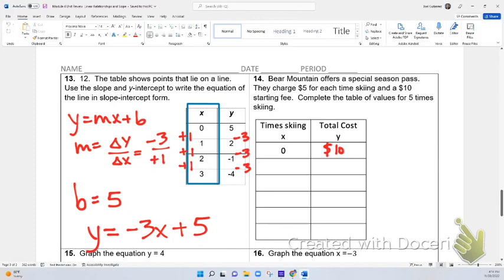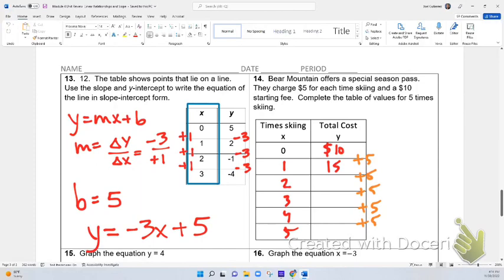So on the left side, we're going to say 0, 1, 2, 3, 4, 5. And then remember that every single time you go skiing, it's going to cost you $5. So it's going to be $5 more. So for this side, we say plus 5, plus 5, plus 5, plus 5, plus 5. So when we start with our $10 fee, the first time that we go skiing, not only is it going to be $10, but it's also going to be $5 for the cost of skiing. So 10 plus 5 gives you $15. That's how much it would charge you.